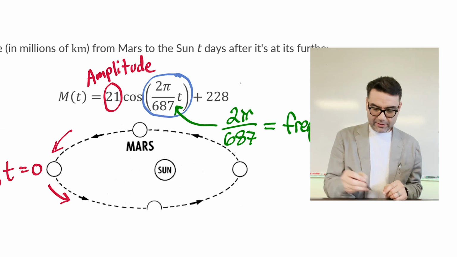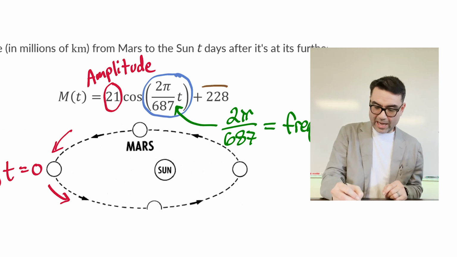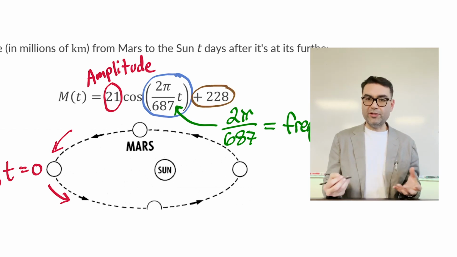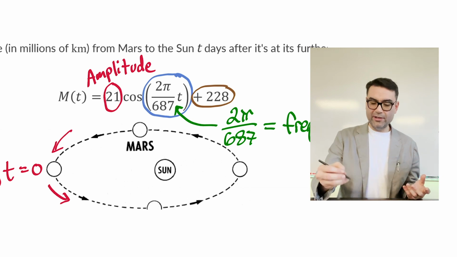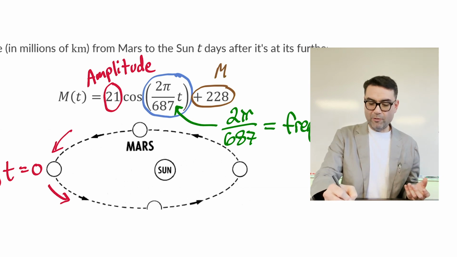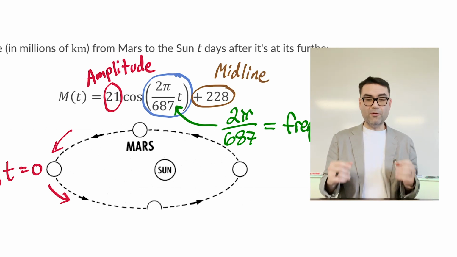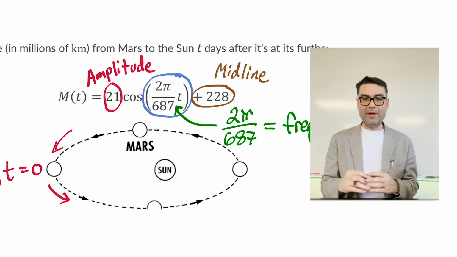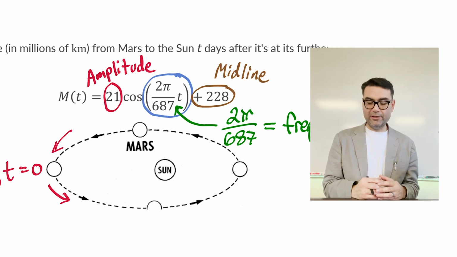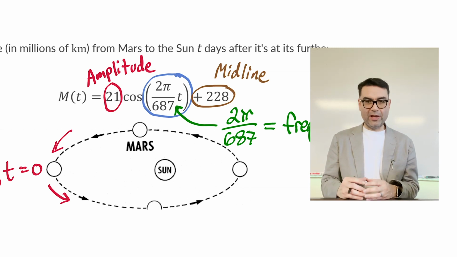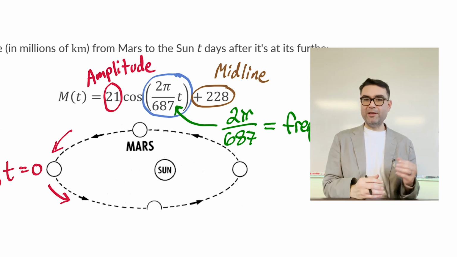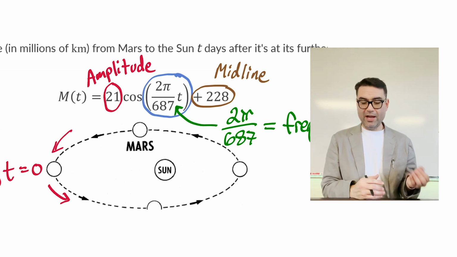And this 228 value that's being added to the function, in function transformations, this is just our vertical shift, but we also call this the midline when we're specifically addressing periodic functions. It's the midline value of the function. In order to determine the maximum and the minimum of a periodic function like sine or cosine, you would have to know your midline value, and your maximum would be the midline plus your amplitude, and the minimum would be your midline minus your amplitude.